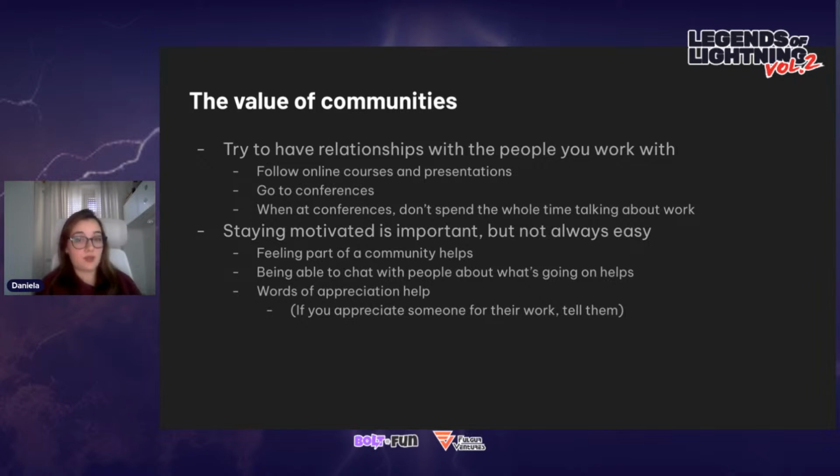Staying motivated is really, really important. If you're not motivated, you'll eventually just stop working. And so feeling part of a community helps a lot. Being able to chat with people about what's going on. If you have any problem, if you don't feel motivated, being able to just tell someone, hey, help, I'm not feeling good, do you have any tips? That really helps a lot.